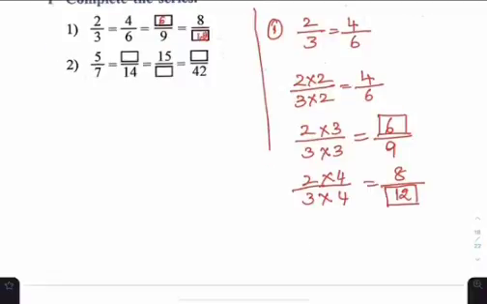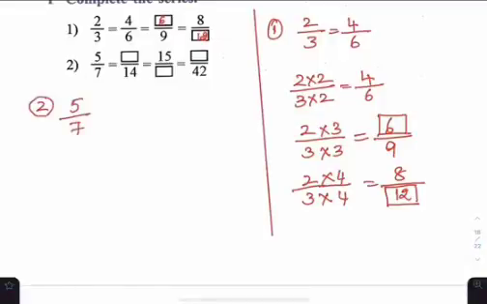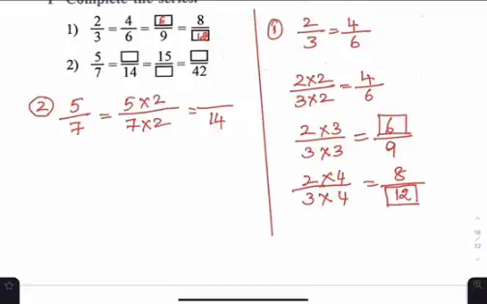Got it, children? This working was for the first problem. Now for the second problem, 5 by 7 was the first starting fraction. Then we have got 14 in the denominator. If I have to get 14, then 7 into 2. So 5 into 2 is what I carry out the operation as. 5 twos are 10, 7 twos are 14. So 10 is to be filled in this gap.